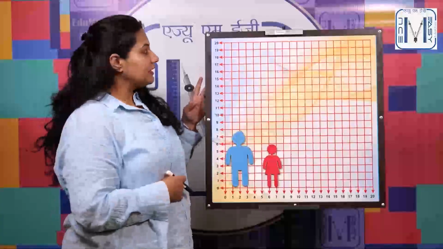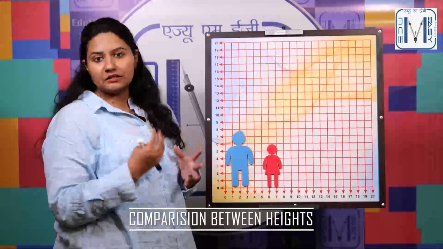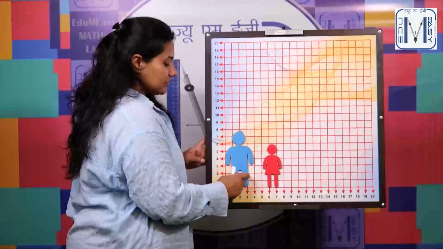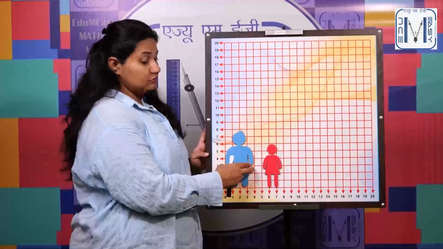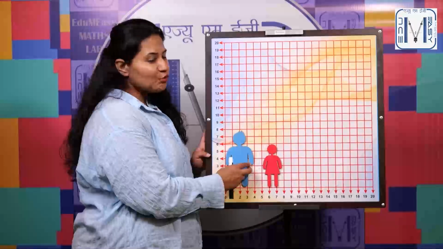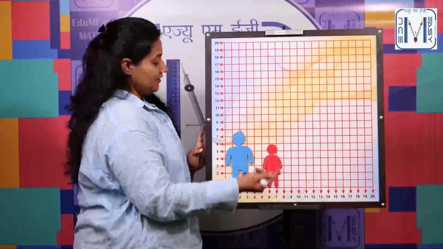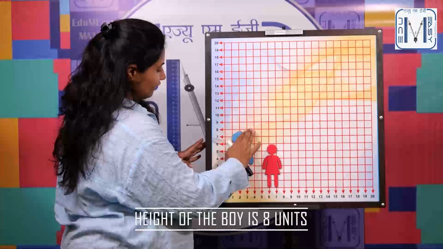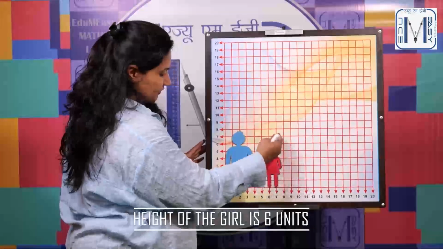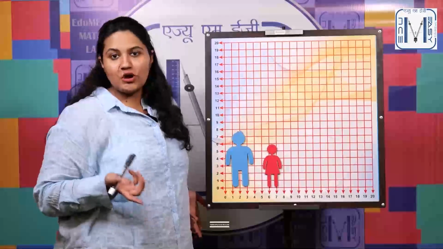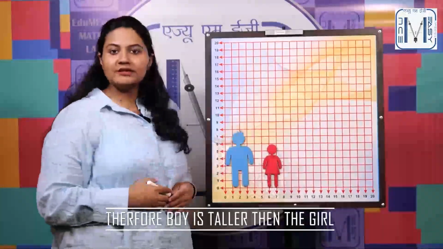The next experiment can be comparison of different lengths or heights. So as you can see, there is a prototype of one boy. I'll call it boy because it's in blue. One boy, and since this is red, let's call it a girl, one girl. And the approximate height of this boy is 8 units and the approximate height of this girl is 6 units. So as you can see, the boy is taller than the girl clearly.